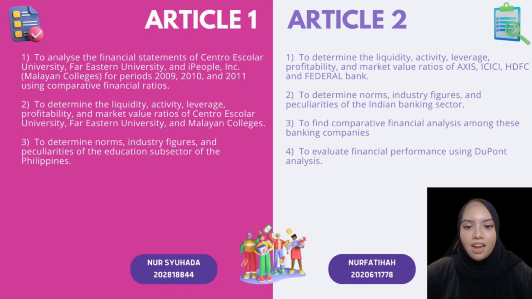For Article 2, the objectives are to determine the liquidity, activity, leverage, profitability, and market value ratios of Axis, ICICI, HDFC, and Federal Bank. Second one is to determine norms, industry figures, and peculiarities of the Indian banking sector. The third one is to find comparative financial analysis among these banking companies. And lastly, to evaluate financial performance using DuPont analysis.